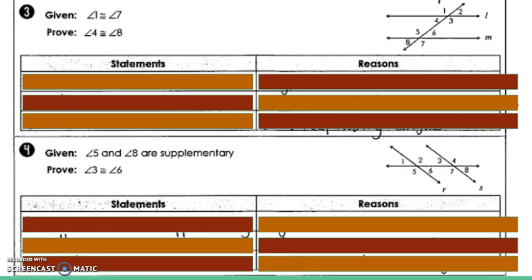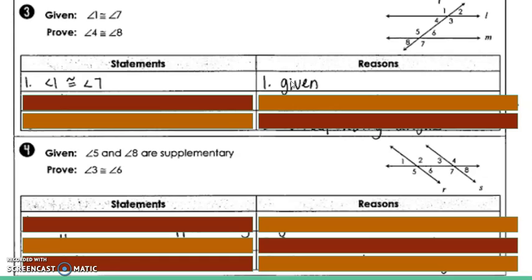Looking at a couple other examples, for number 3, we have our picture on the right, and our first given statement is that angle 1 is congruent to angle 7. So we're going to write that that is our given. It can also be helpful to mark the picture. Since I'm doing this on the computer, I don't have that option, but I can show you in class how to mark those pictures. Our next statement that we want to look at is somehow dealing with our lines, because we need to somehow prove that angle 4 and angle 8 are congruent.